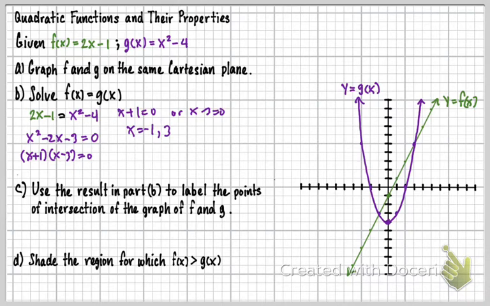Okay, it says part C now. We found out what that was. We solved it. Part C says use the result from part B to label the points of intersection of the graph of f and g.